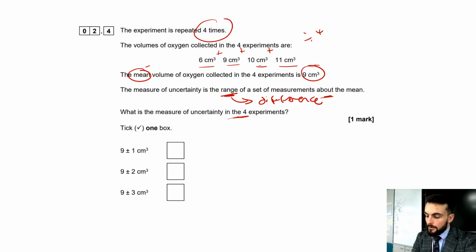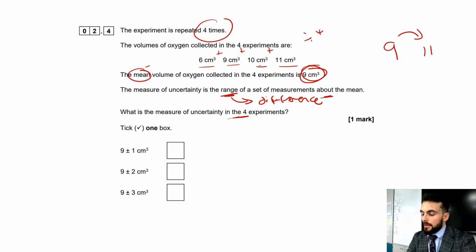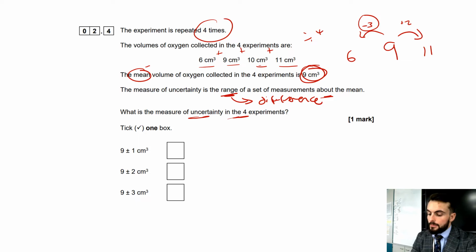So you find the mean. This is the mean, right? And then we're trying to find out how far the range is above and below the mean for these measurements that we've got. The highest one we've got is 11, and the range of that is 2. That goes up by 2. And then if we go the other way, the lowest one is 6, and that goes down by 3. So the measurement of uncertainty is plus or minus, because the biggest one is actually 3. So it's going to be 9 plus or minus 3.